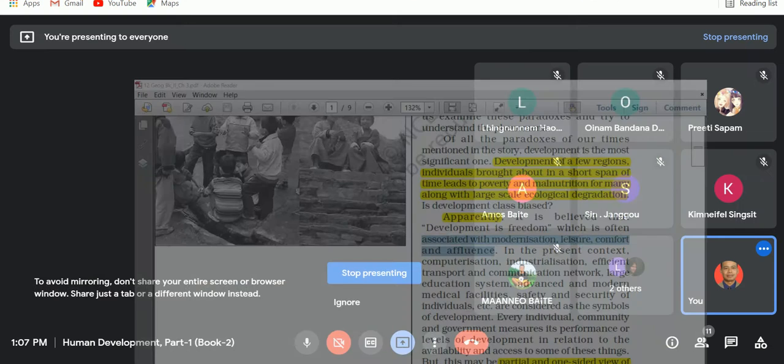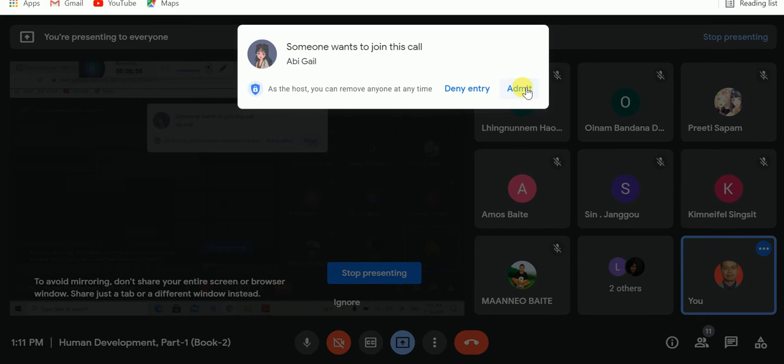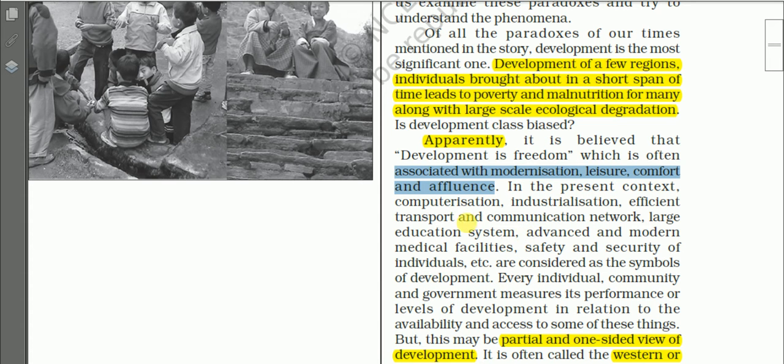In the present context, computerization, industrialization, efficient transport and communication network, large education system, advanced and modern medical facilities, safety and the security of individuals are considered as symbols of development. So in the present context means as we discuss here.